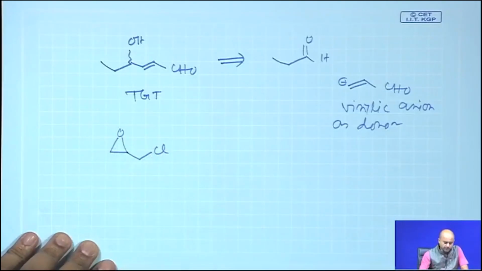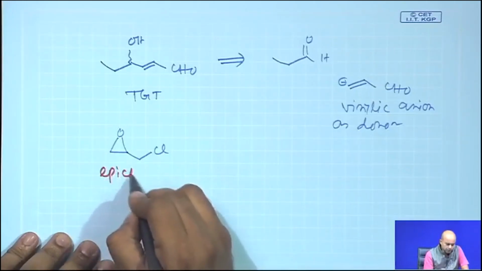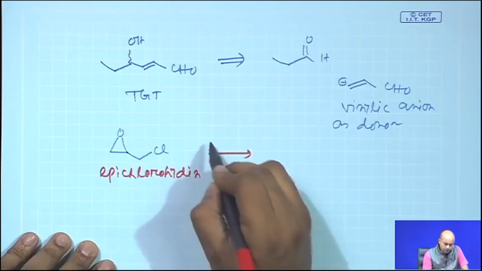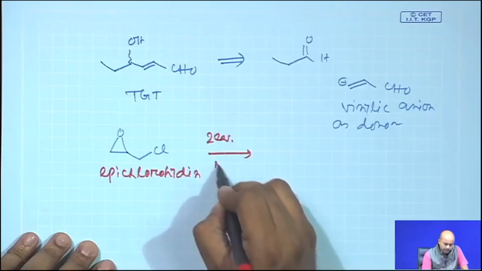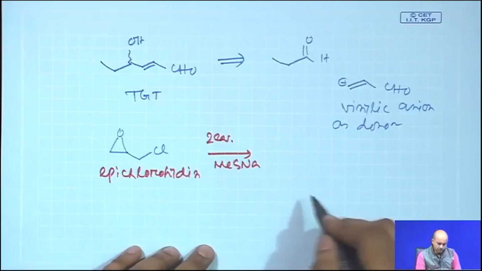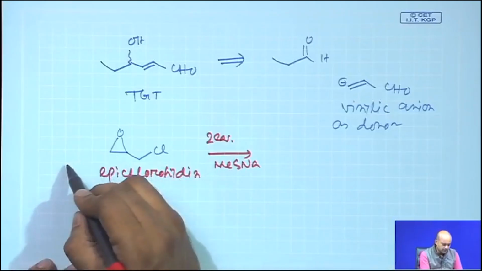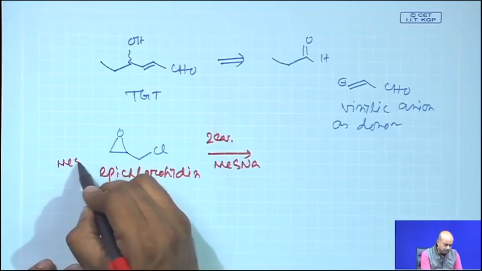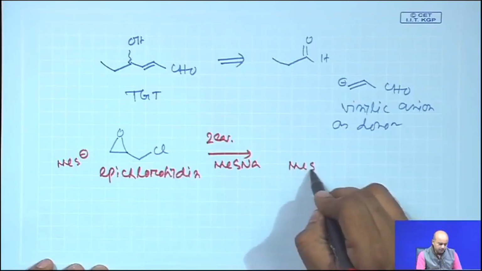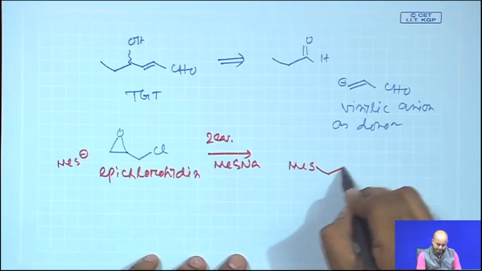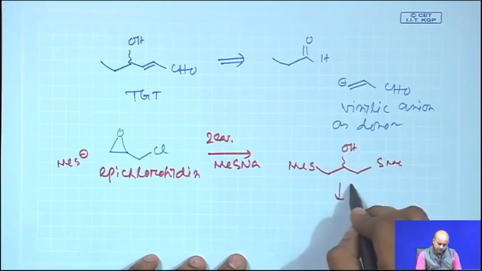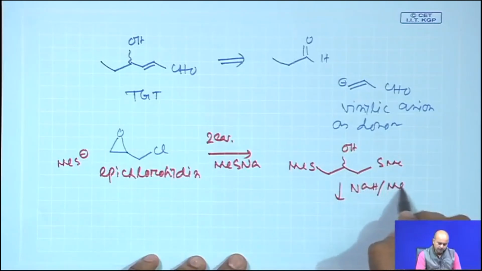He first takes this compound, whose name is epichlorohydrin, and reacts it with 2 equivalents of MeSNa, the sodium salt of methanethiol. Initially, epoxide opening takes place by MeS minus, as well as SN2 with this Cl. So, you will basically get MeS, epoxide opening will give you the alcohol and this SMe. Then the free hydroxyl was protected with sodium hydride and methyl iodide.